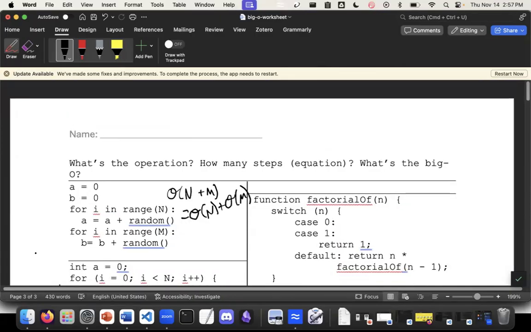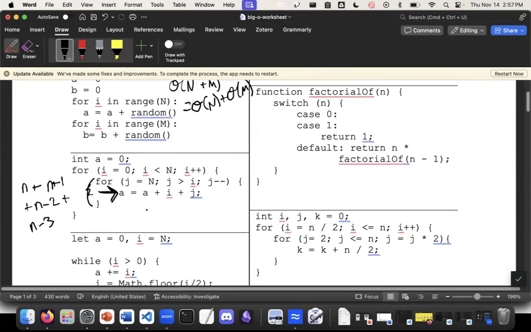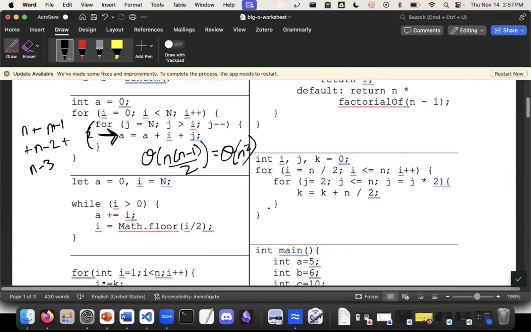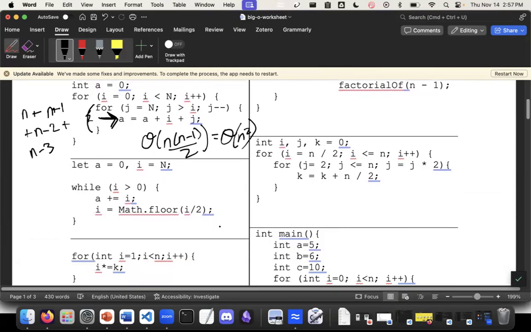So this is n squared. Okay, let's look at the next one. So let a equal 0, i equals n. Log n.